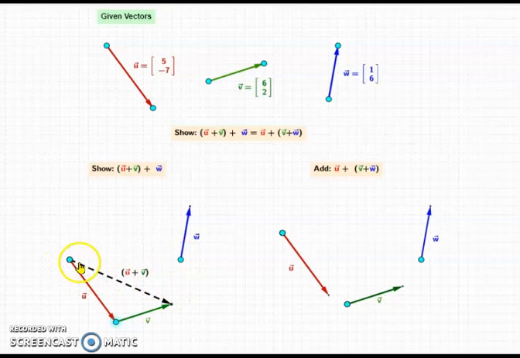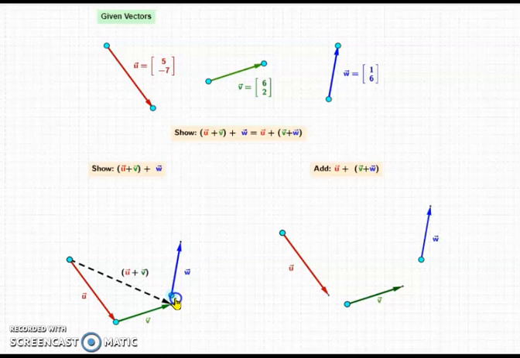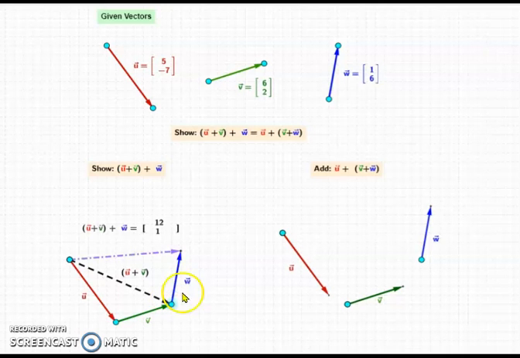So this is our u plus v, and we will add to this vector the vector w. Alright, so vector w. So that is now this vector, the u plus v plus w.